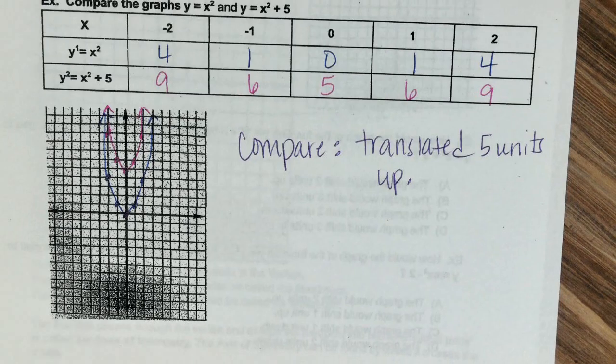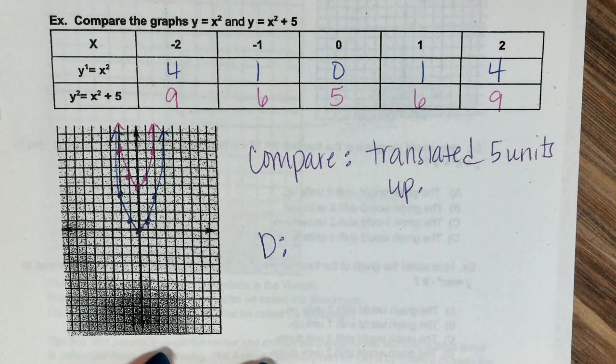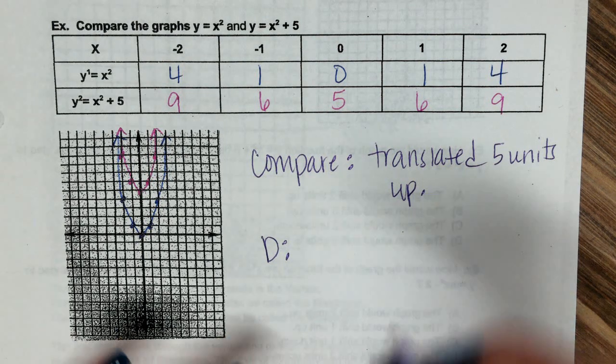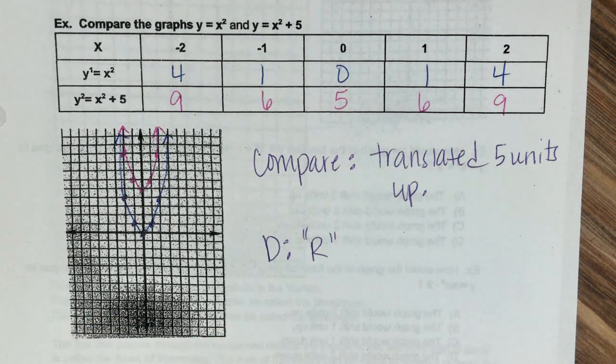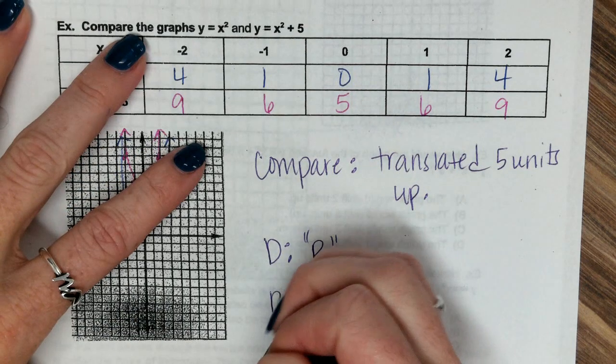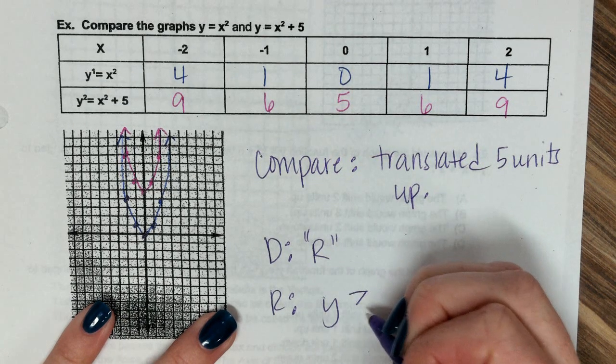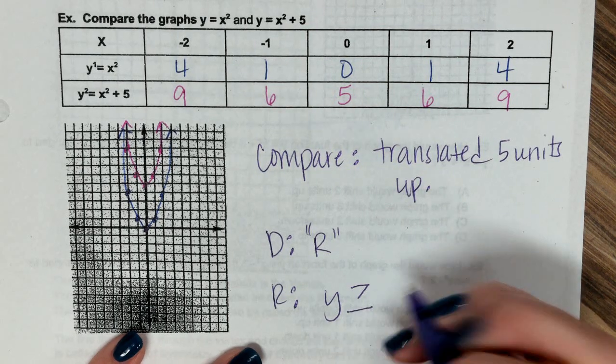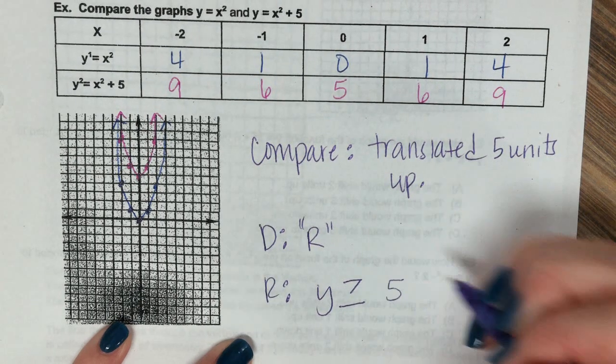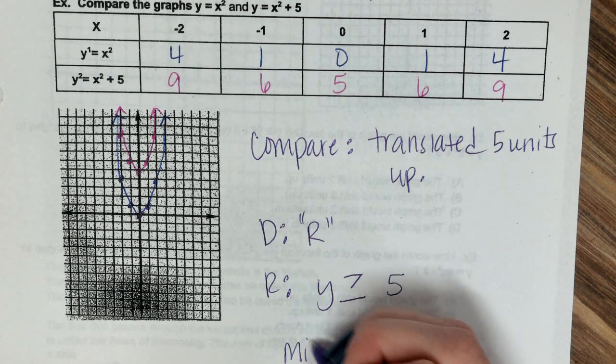It did not make it bigger or smaller. It didn't stretch it horizontally or vertically. It simply took it and moved it 5 units up. Do y'all agree? All right, what is the domain of the new function? All real numbers. Why? Because it's going to keep going left and right in both directions, just very slowly. What is the range of the new function? Y is greater than or equal to 5. Why? Because that's the lowest point, meaning it has a minimum.